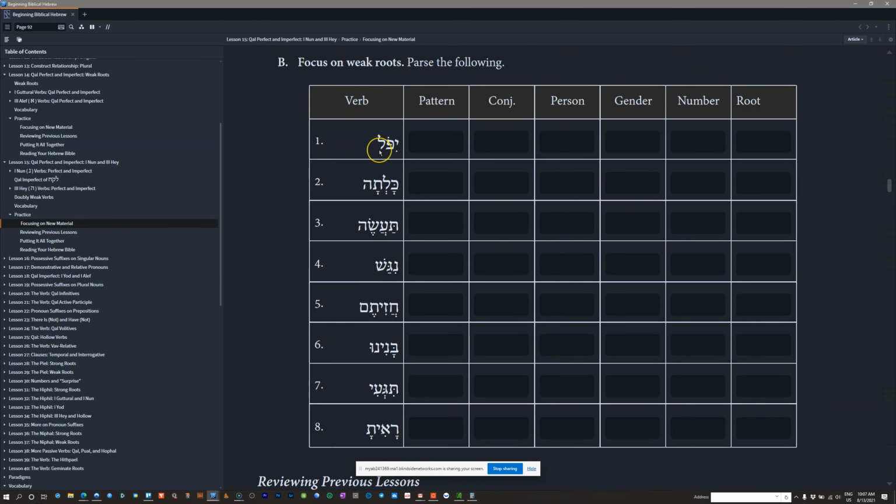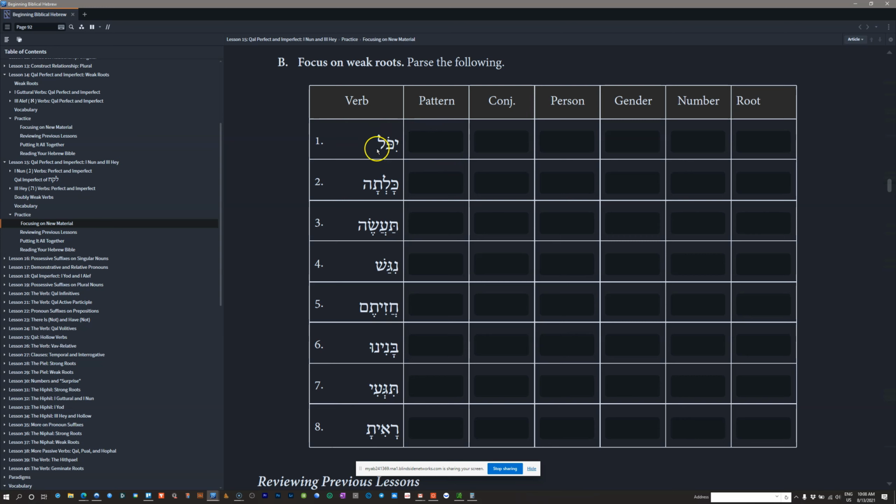If this is my root, that means I have no prefix and no suffix. Well, the only verbal conjugation that we've learned so far that has no prefix and no suffix is the Qal perfect 3MS. And the Qal perfect 3MS would have a qamets in R1 and a patach in R2. So that can't be what it is. This can't be our root.